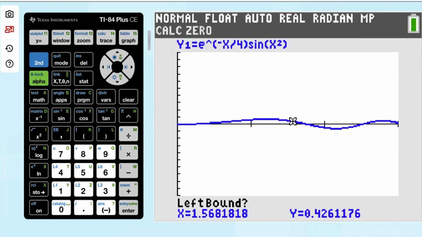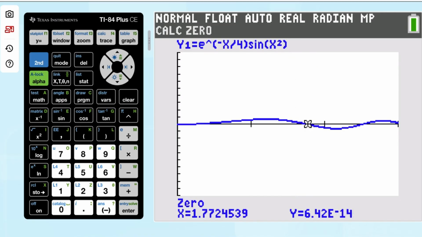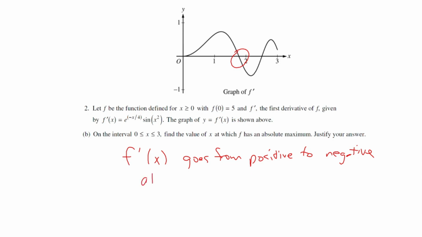And we're already a little bit to the left of where that intercept is. So we'll hit enter. And then we'll go over and we'll hit enter again. And we'll hit enter one more time and get 1.772. And so it looks like that is at x equals 1.772. Now, of course, we're also looking at endpoints, right? Because we're talking about an absolute maximum here, right? So we also need to check x equals 0 and x equals 3, right? So those are our only real possibilities.